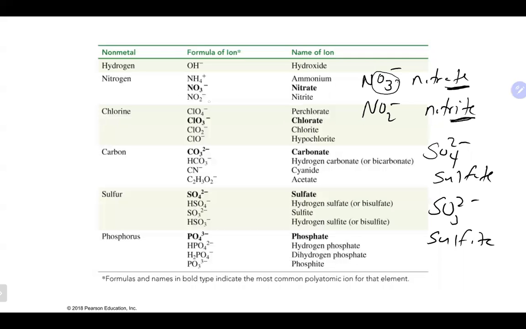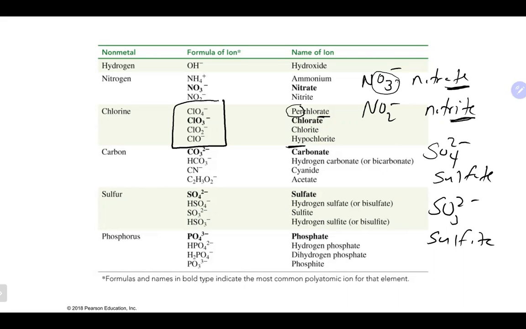There are some that are like 4 that are related to each other, like these guys. These 4 are related to each other by just the number of oxygens. So the one with the most oxygens in a group of 4 that's related to each other, in addition to ending in ate, actually will start with per. So that is known as perchlorate. ClO3 minus is just chlorate. They both end in ate because they have the most oxygens in that group of 4. ClO2 minus is chlorite, and the one with the least number of oxygens in a group of 4 will start with hypo. So that is hypochlorite, ite.